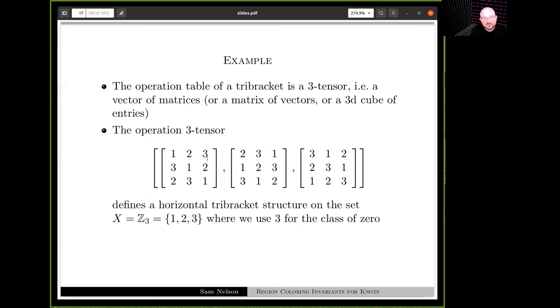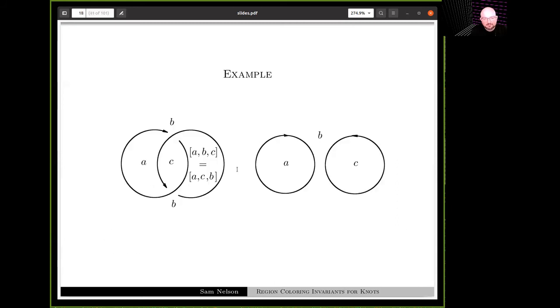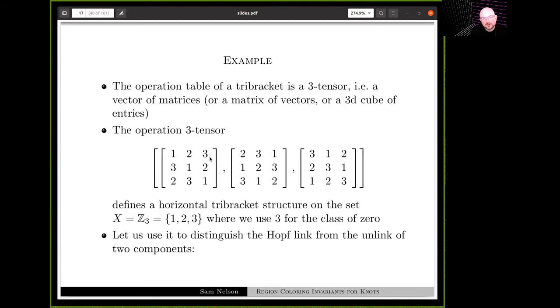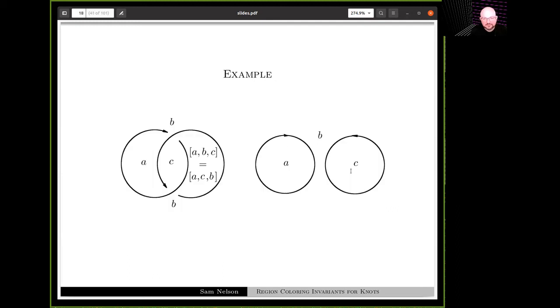Now, if we come back here to our operation 3 tensor, what this tells us is that for any choice of A that we're using to color, we need the BC entry to match the CB entry in the A level of the 3 tensor. So we're looking for elements which are the same when we transpose the matrix. As you can see, for this first level, that's only going to be along the diagonal. The same is true for the second level and for the third level. So altogether, there are 3, 6, 9 total colorings of the Hopf link by that tri-bracket.